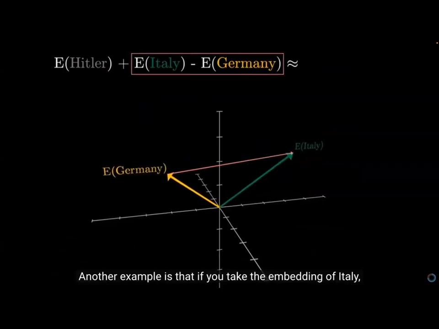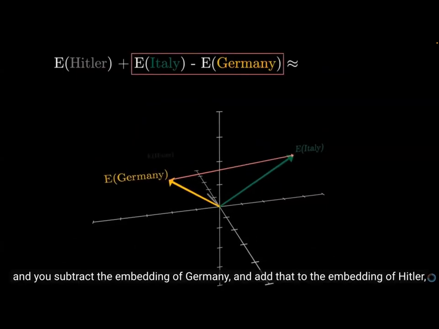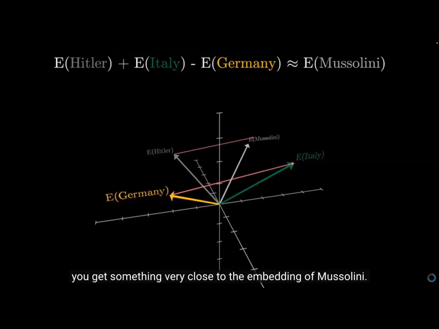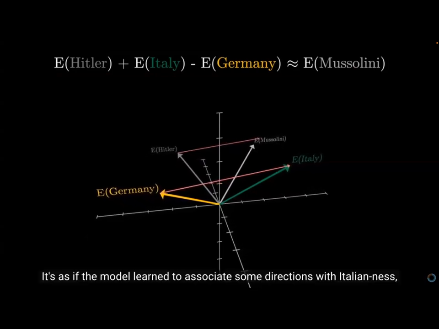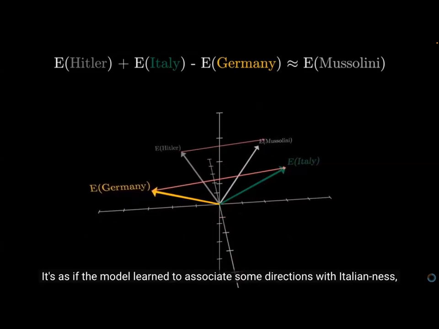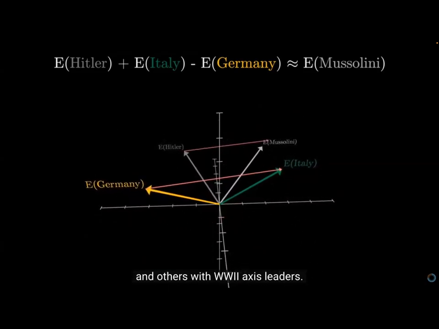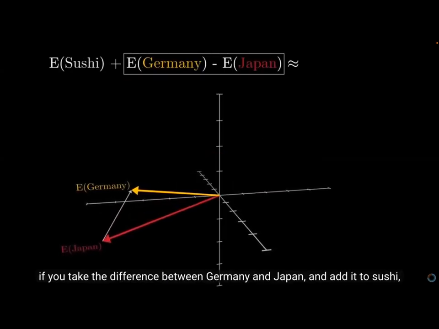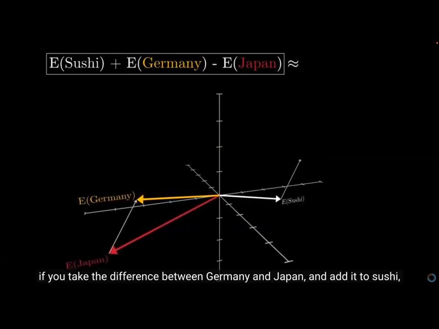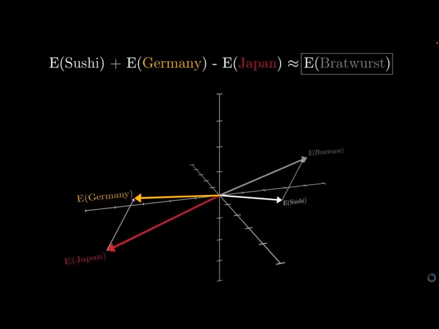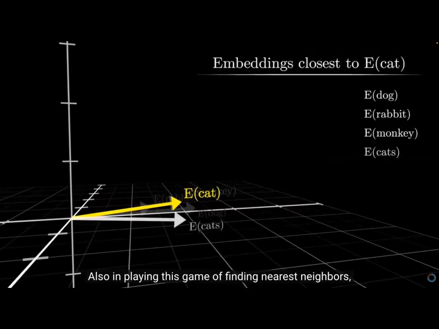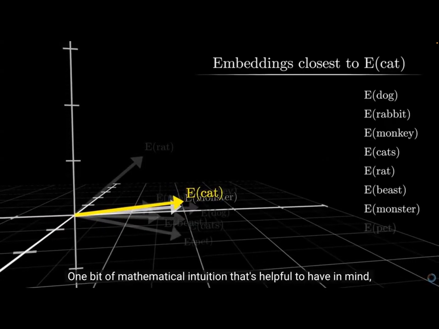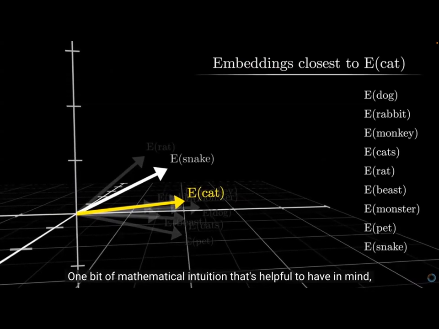Another example is that if you take the embedding of Italy and you subtract the embedding of Germany, and then you add that to the embedding of Hitler, you get something very close to the embedding of Mussolini. It's as if the model learned to associate some directions with Italianness and others with World War II Axis leaders. Maybe my favorite example in this vein is how in some models, if you take the difference between Germany and Japan and you add it to sushi, you end up very close to bratwurst. Also, in playing this game of finding nearest neighbors, I was very pleased to see how close cat was to both beast and monster.